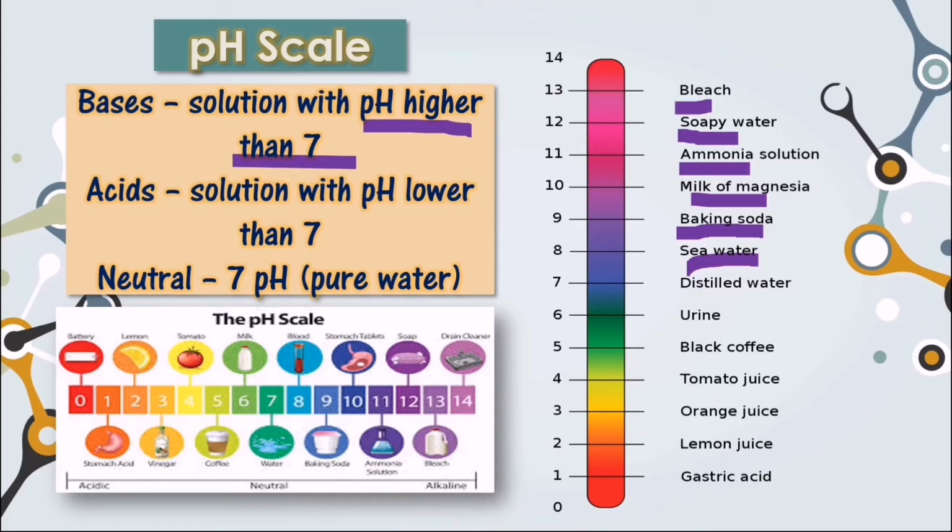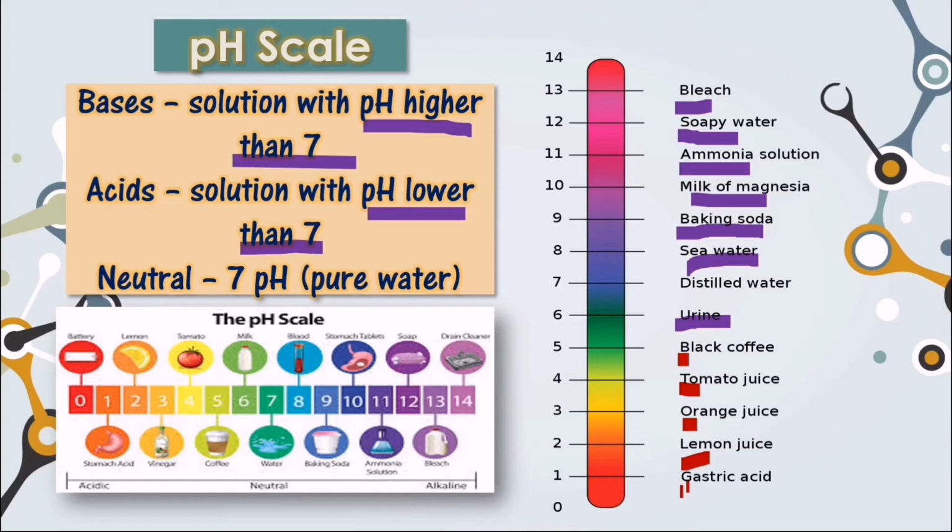Ang acids is solution with pH lower than 7. So, sabi niyo mga lower than 7. So, urine. So, atong ihi is acidic. Black coffee, tomato juice, orange juice, lemon juice, and gastric acid. So, ang nasa atong tiyan class is an acid. Munang nagka-gastric ulcer, mga acids. Ang iyang pH level is number 1, very strong acid.